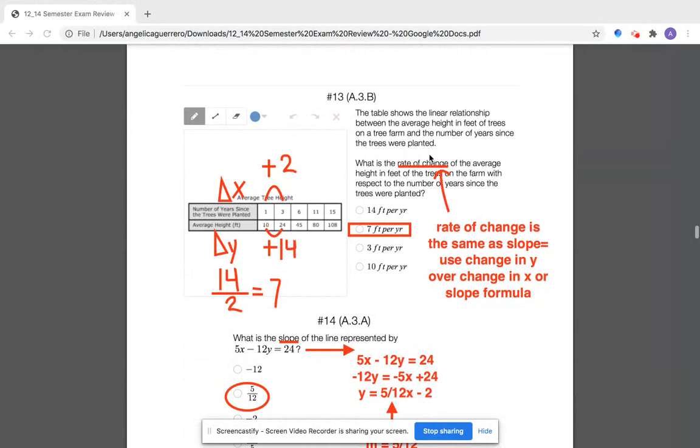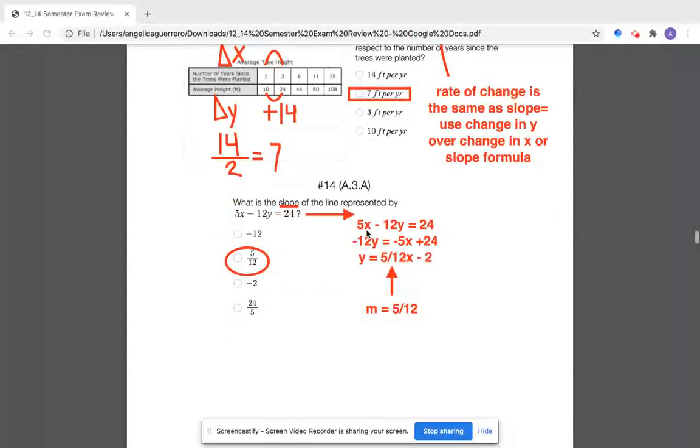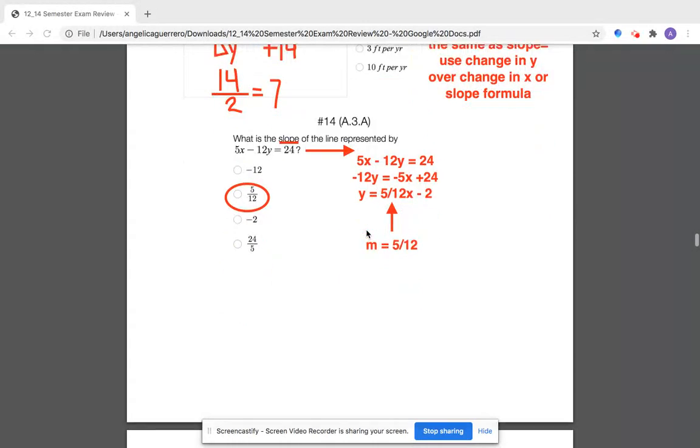Number 13, the table shows a linear relationship between the average height in feet of trees on a tree farm and the number of years since the trees were planted. So what is the rate of change? Rate of change, you need to go back and remember, is the same thing as slope. So you can use your change in y over change in x, or you can use your slope formula to find your final answer. Your answer should be positive 7 feet per year.